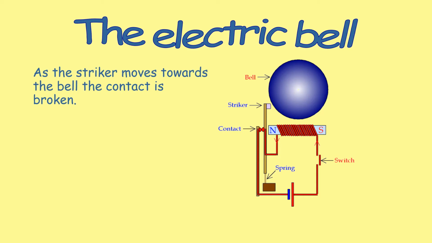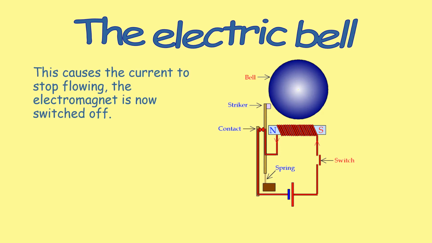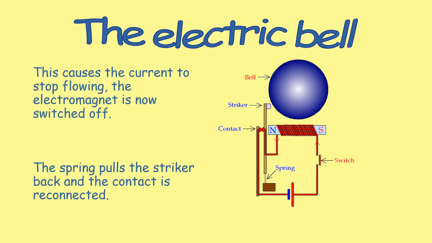As the striker moves towards the bell, the contact is broken just here. This causes the current to stop flowing and the electromagnet is now switched off. The spring pulls the striker back and the contact is reconnected.